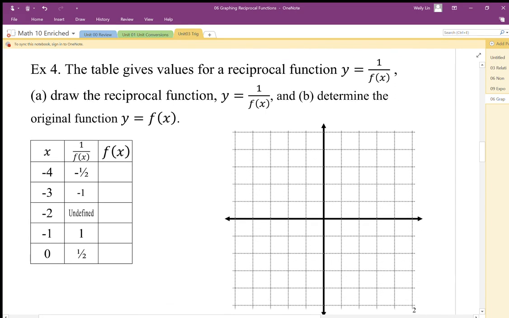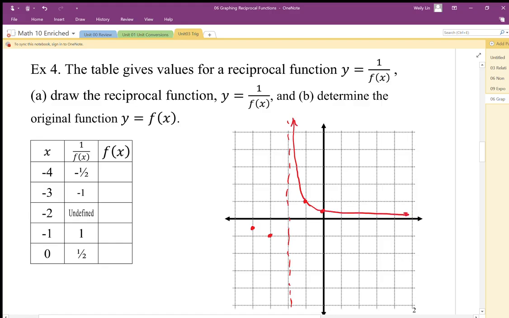So here we've been given the reciprocal function, and we're just going to find the original function. So I'm just going to sketch the reciprocal function. Okay, at x equals -4, y equals -1/2, at x equals -3, y is -1. At -2, we have an undefined value, so that's going to be a vertical asymptote. At -1, it's equal to 1. And at 0, it's equal to 1/2. So it's going to tend towards the asymptote here, and it's going to tend towards 0.